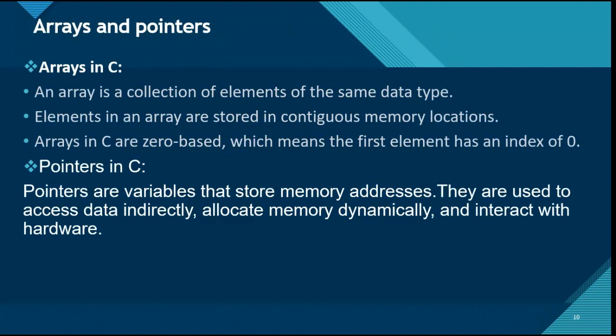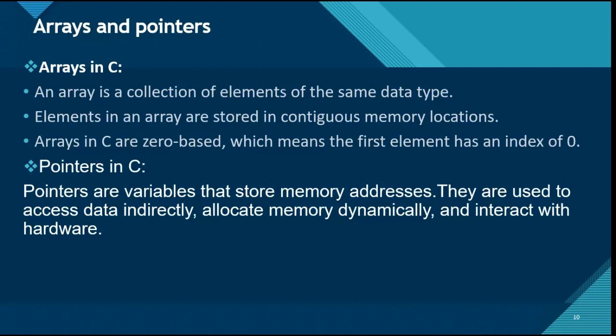Arrays and pointers. An array is a collection of homogeneous elements in C. An array is a contiguous memory location. It is zero based, which means the first element has an index of 0. And the last index of the array is n minus 1 if the array has a length of n.